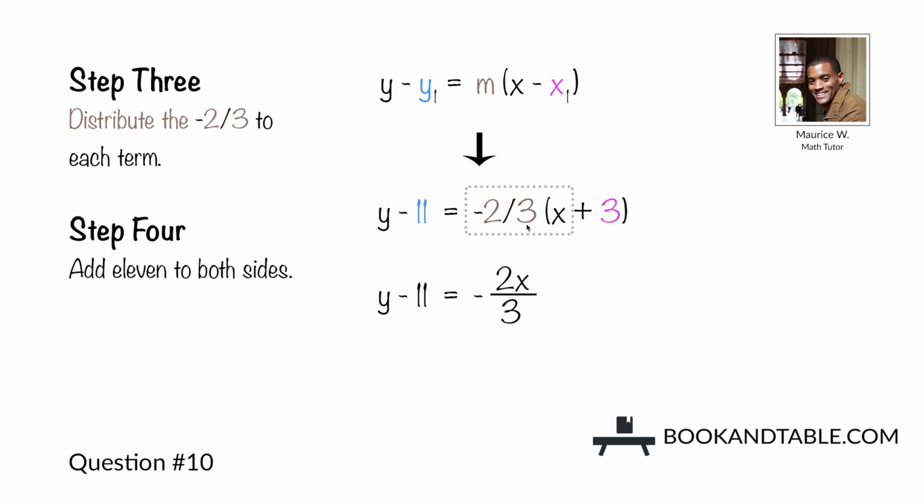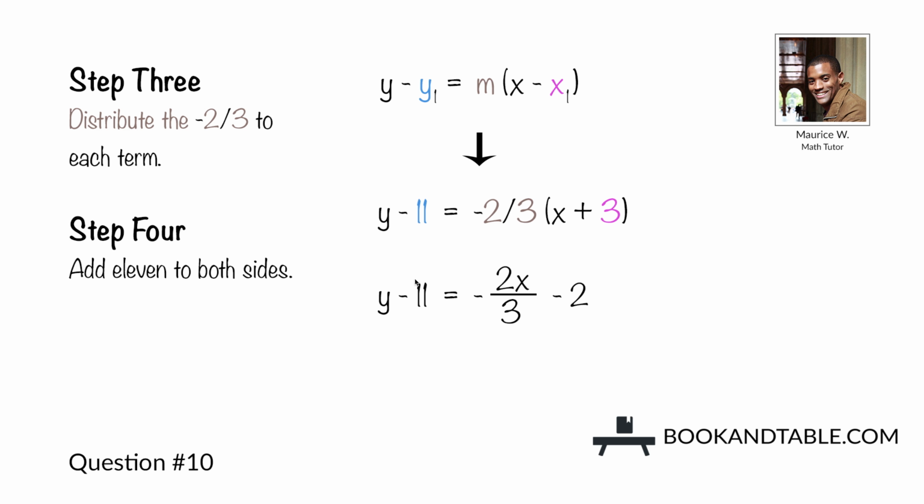Step 3, distribute the -2/3 to each term. -2/3 times x is -2x over 3. 2 is the numerator, so it's -2 times x. Then we have -2/3 times +3. Negative times a positive is negative. 2 times 3 is 6 over 3. Minus 6 over 3 is the same as -2. So we have y minus 11 is equal to -2x over 3 minus 2.